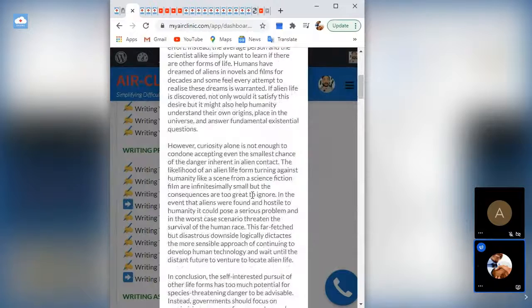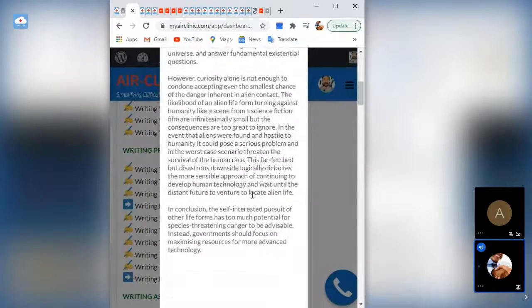Okay, and now the final paragraph is about the conclusion. Like I told you, it has introduction, body, and then conclusion. So the final paragraph is, "In conclusion," and I expect you to actually state it this way. In conclusion, the self-interested pursuit. So here now you are going to state your final thoughts. Okay, you are going to put one and two together. You are going to restate your opinion again, but in another way, trying to summarize everything. Okay, so it says, in conclusion, the self-interested pursuit of other life forms has too much potential for species-threatening danger to be advisable.